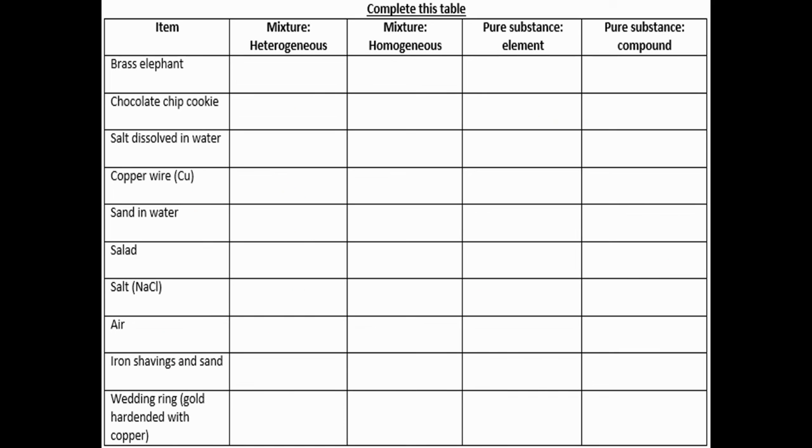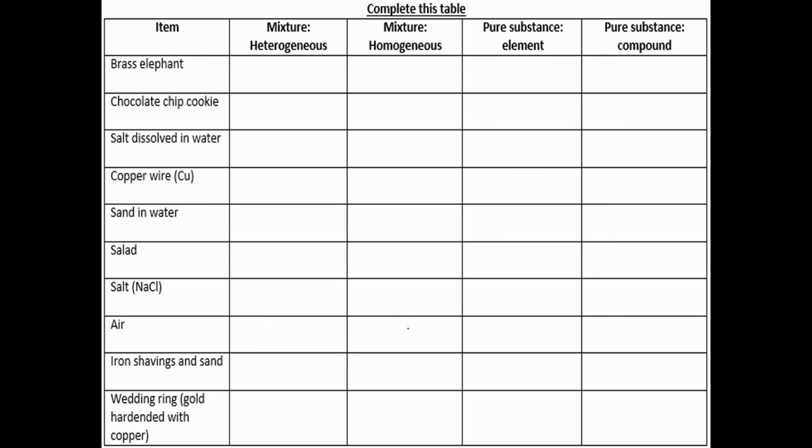And you should be able to complete a table like this. Classify substances based on pure substances or mixtures. I'll do one or two examples with you, and then you can do the rest yourself. So let's go ahead and try air.